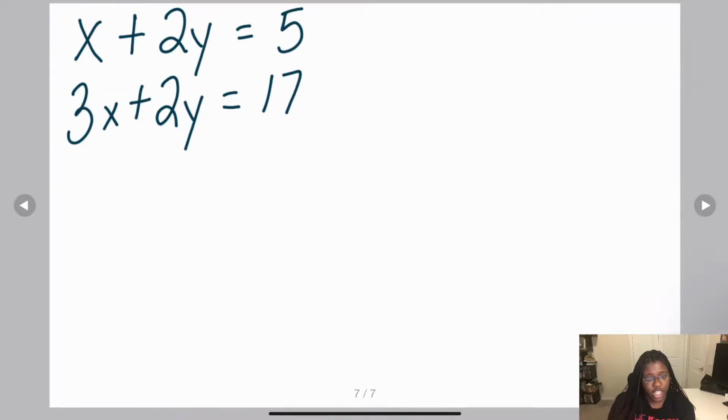The key to elimination is that you want to eliminate a variable. So it's either you eliminate your x's or you eliminate your y's. Try not to eliminate any of your numbers. Your numbers that stand alone, in this case 5 and 17, should not be eliminated. Please do not try that. We're going to eliminate either x or y.